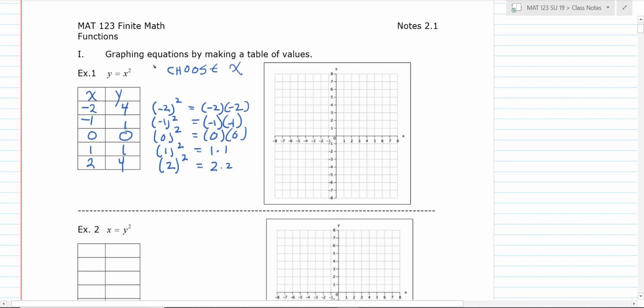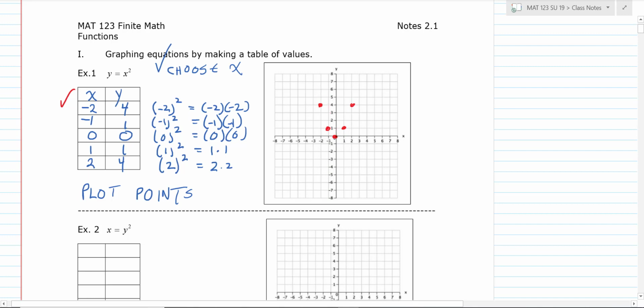Okay, so once you do that and make your table, then you want to plot your points. And this will give you what your graph basically looks like. So I'm going to go left 2, up 4 for my first point, left 1, up 1 for the second point, 0, 0, 1, 1, 2, 4.